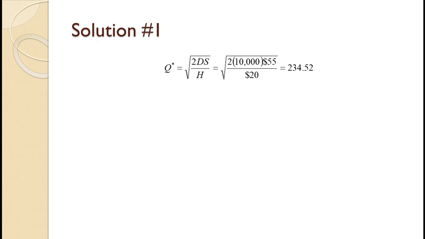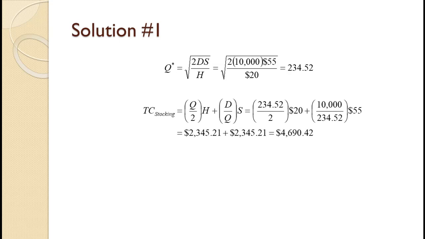The optimal order quantity is the square root of 2 times the annual demand of 10,000 times the order cost of $55 divided by the holding cost of $20. That equals 234.52. It is fine to round this result to a whole number, although we will not do that this time. We will, however, do that the next time so you can see the slight difference it makes.